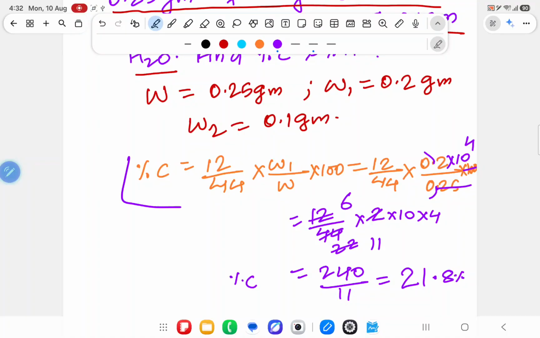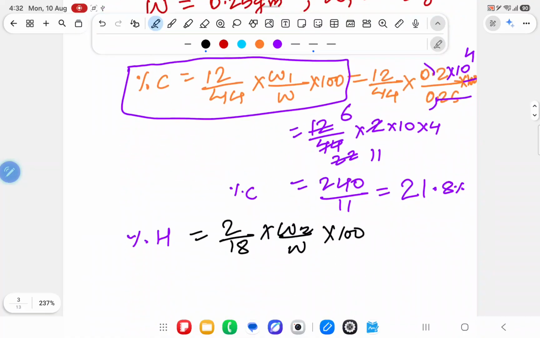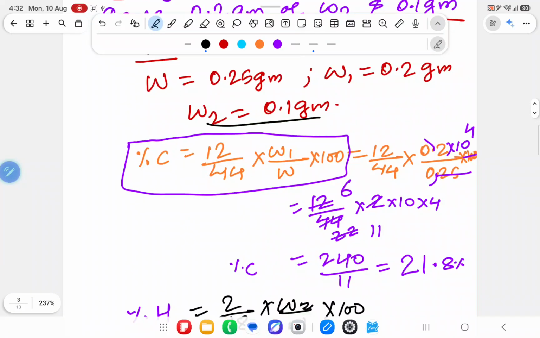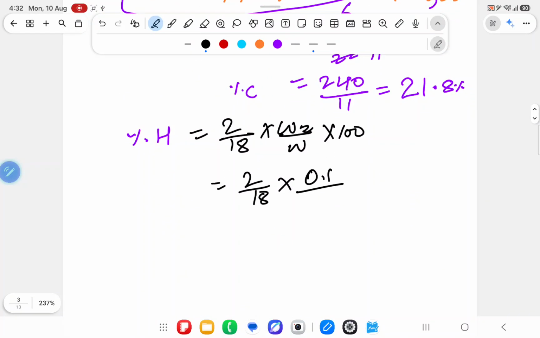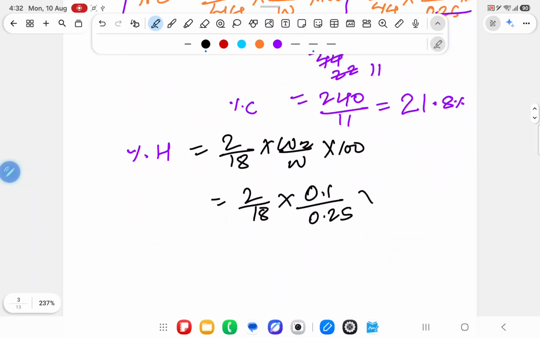That's it. Put the formula, get the result. This total chapter is only for formula. Suppose the percentage of hydrogen, what will you say? Sir, percentage of hydrogen equals 2 by 18 into W2 by W into 100. What is 2? 2 is 2. 18 is 18. W2 is what? W2 is 0.1 gram. W is still the same, 0.25, 0.25 into 100. This decimal you will remove.